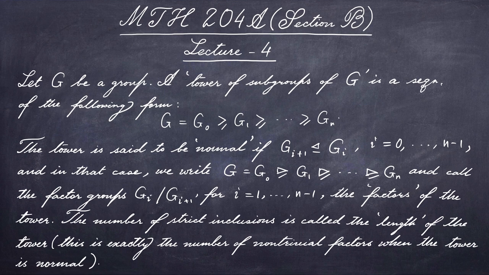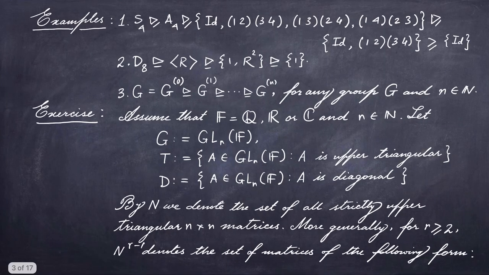Okay, let's look at some quick examples. The first example is from S4. S4 has the normal subgroup A4, and inside A4 we have a normal subgroup of order 4, which is isomorphic to the Klein 4 group. Hence, apart from the identity, if we take any non-identity element, then that will give us a subgroup of S4 which is normal inside this, and thus we obtain a normal tower in S4.